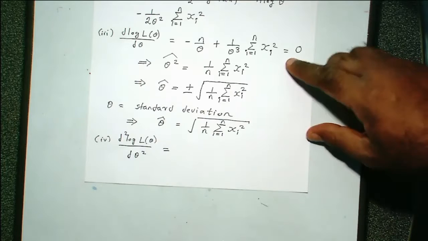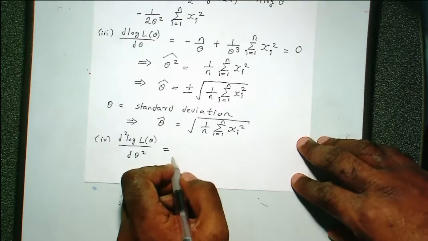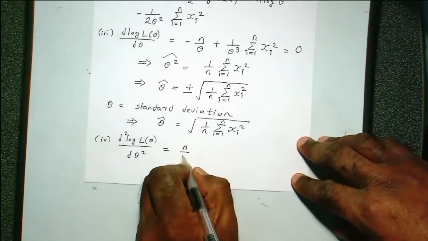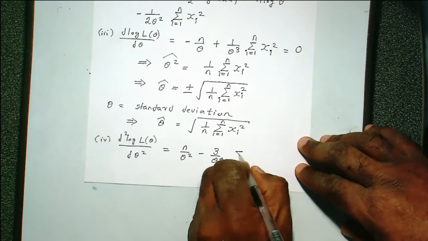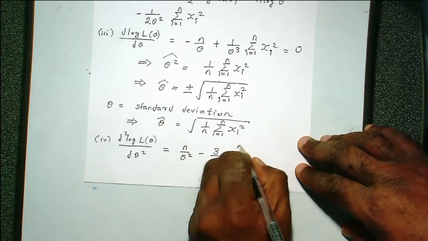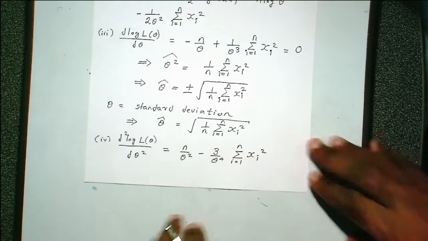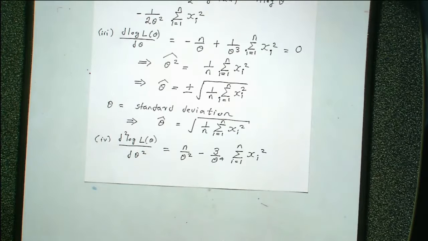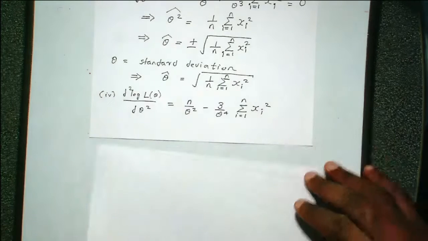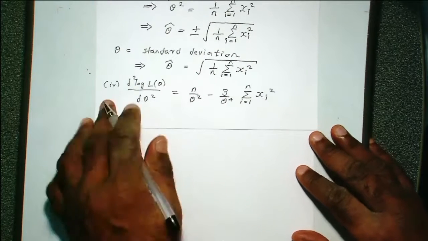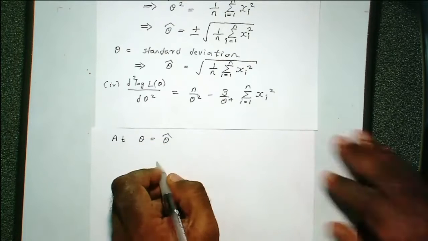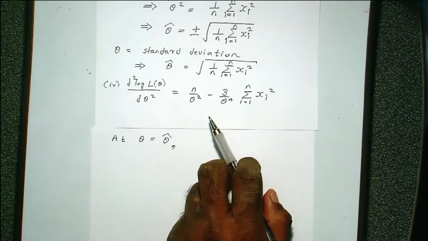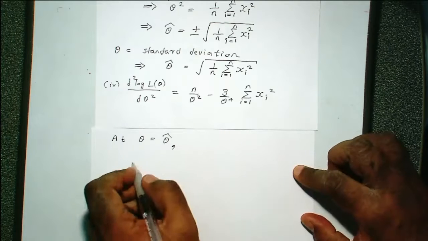If you differentiate this one more time with respect to theta, you get n over theta squared minus 3 over theta to the power 4 times the sum of xi squared. Now we need to show that this guy is negative. How do we do that? Okay, we need to show that this guy is a negative number, right?